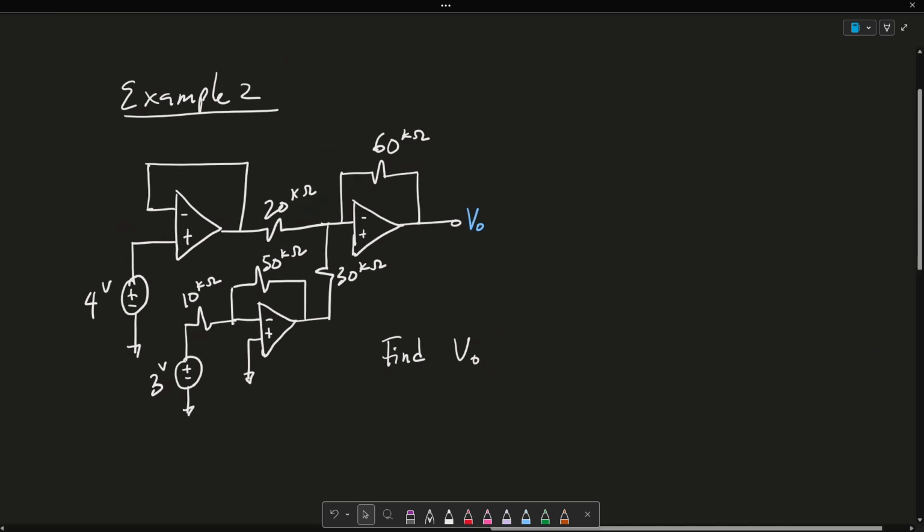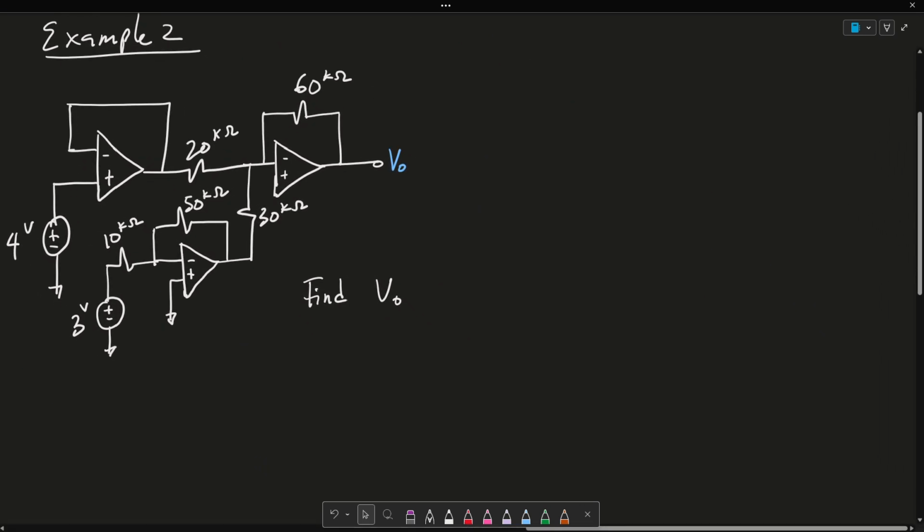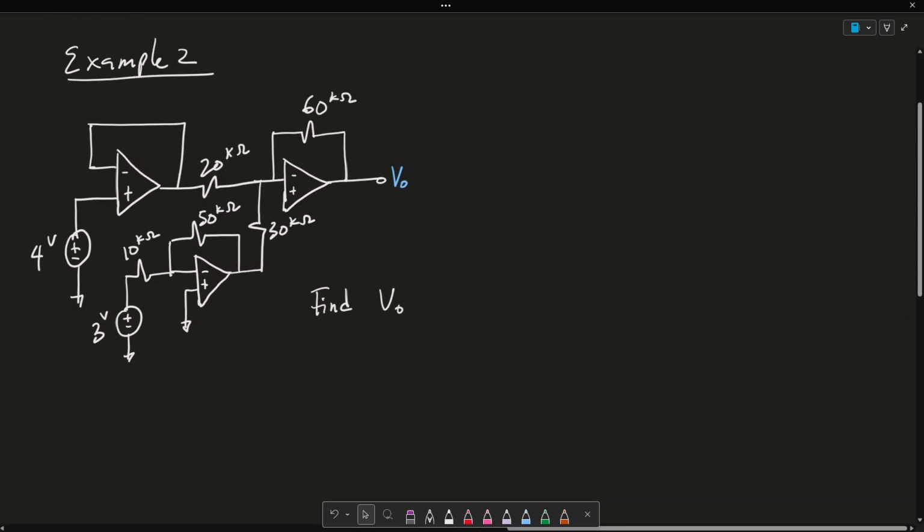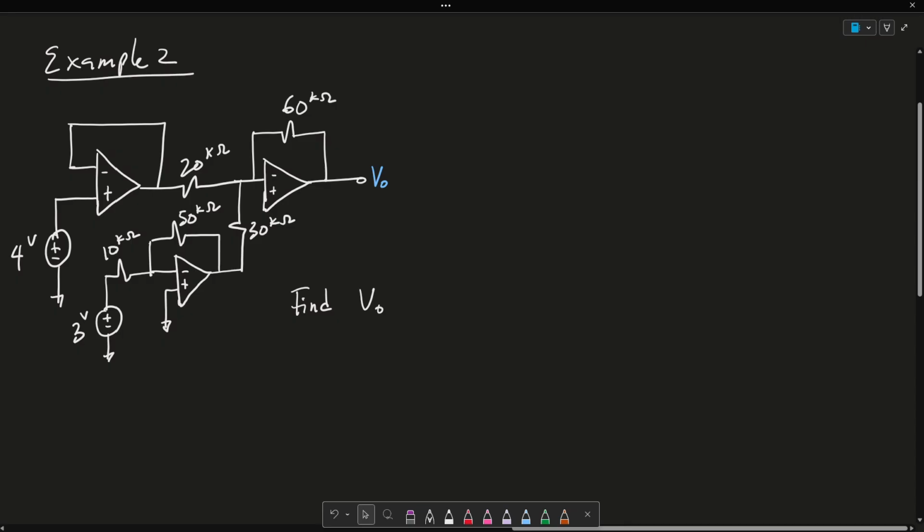So again, go ahead and pause the video and see if you can solve for this. This one's a little bit more complex, but the idea is the same. So what I'm going to do is label what my op amps are. So here I see that I have another buffer.